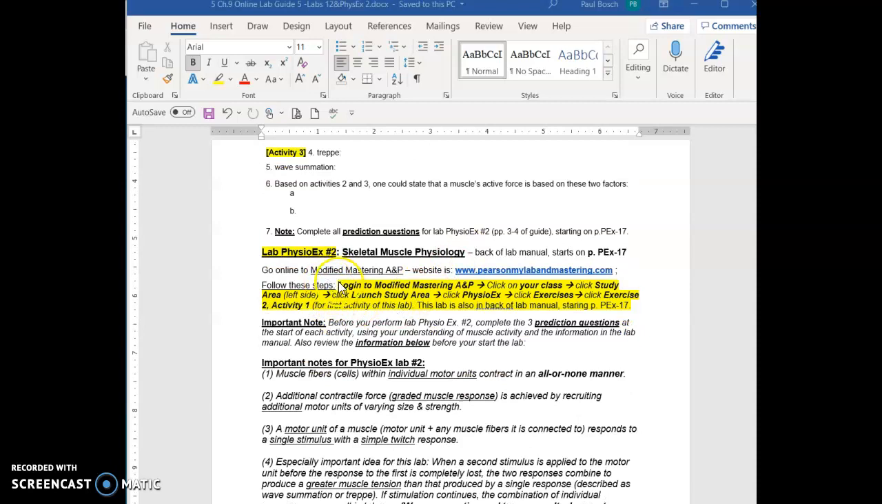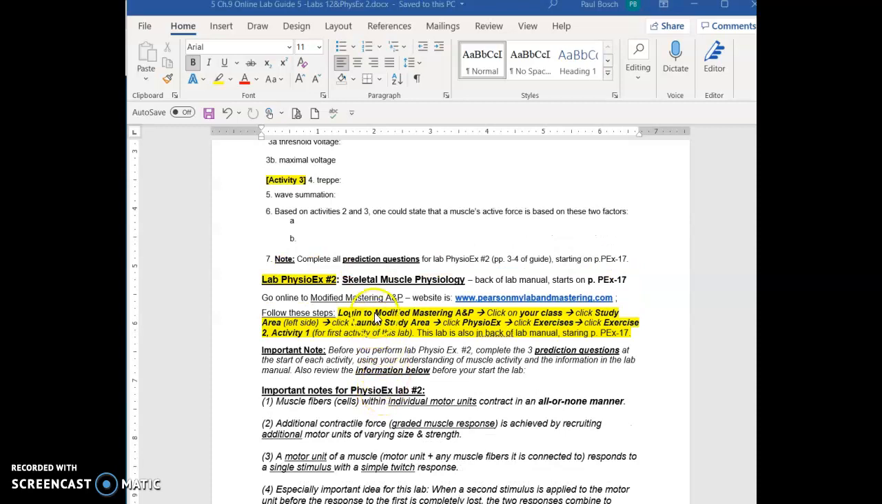Now this is the part, I did send this to you in the weekly reminder, but here it is, and I highlighted it in yellow. A few students skipped this, and then they wondered what the heck they're doing. But yeah, you do have to do this. You have to go to Modified Mastering to get this lab. So it says log into Modified Mastering, click on your class, click Study Area on the left side, click the Launch Study Area, then PhysioEx, then Exercises, and then Exercise 2, Activity 1. And that's how it starts.